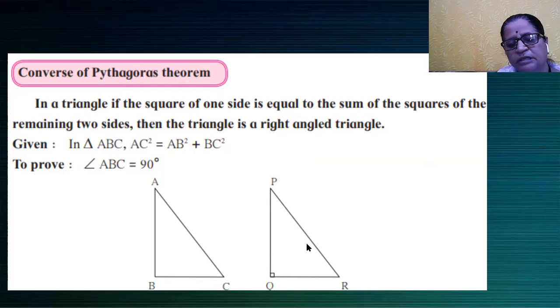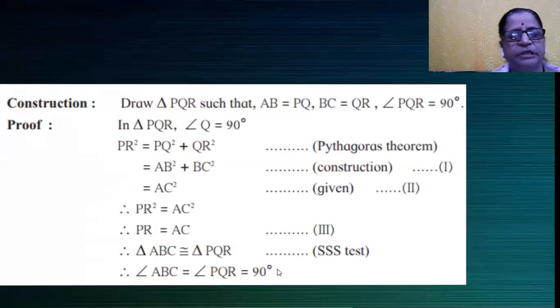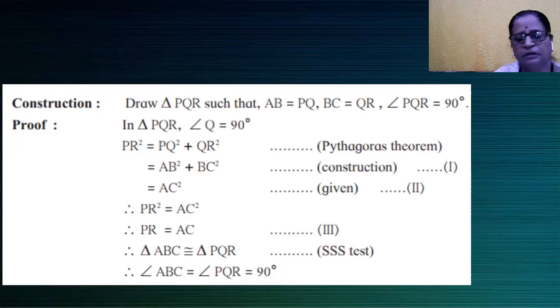So here we are constructing another figure. We take AB equal to PQ and BC equal to QR, and this angle is 90 degrees. We draw a triangle PQR in such a way that AB is equal to PQ, BC is equal to QR, and angle PQR is 90 degrees. So we are proving that in triangle PQR, angle Q is equal to 90 degrees.